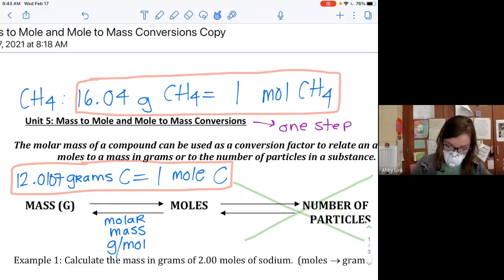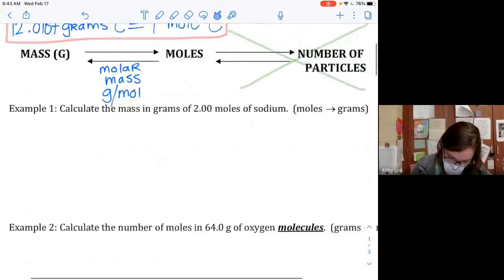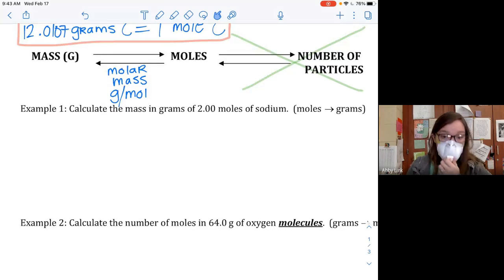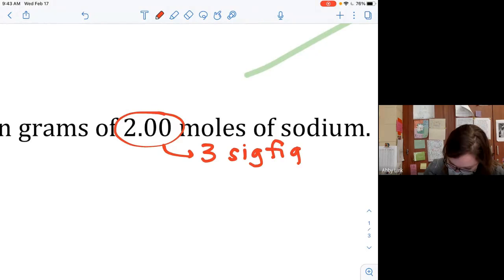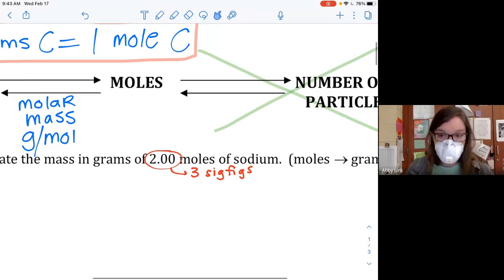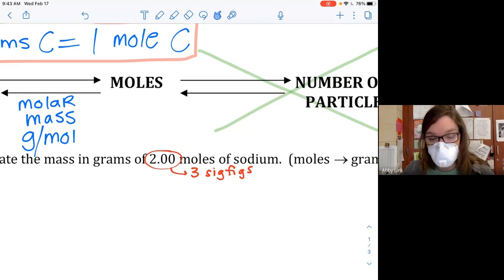Okay, all right, so let's start with example 1, friends. Let's read it, and then we're going to start to figure out how to set this up. All right. It asks us to calculate the mass in grams of 2.00 moles of sodium. So the first thing that I want to think about here is this number has 3 sig figs. What that tells me, if I'm only doing multiplication and division, which I'm going to be doing, is that my answer needs to have 3 sig figs. Okay, so significant figures took a lot out of us, right?